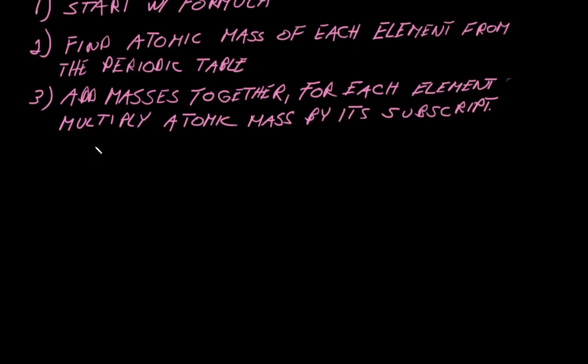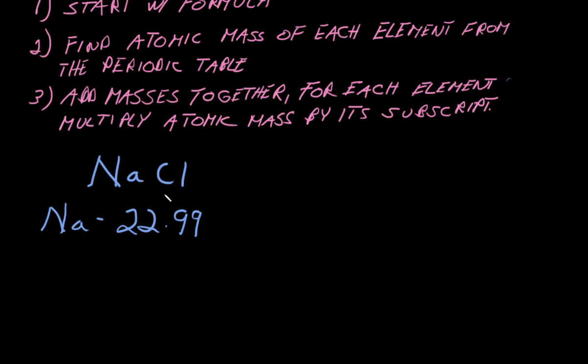The first one we're going to look at, we'll just make it a simple one. We'll go with sodium chloride, NaCl. If we look at our periodic table, we can find that sodium has an atomic mass of 22.99. And we've only got one, so that one's going to work pretty easily. And chlorine has an atomic mass of 35.45.